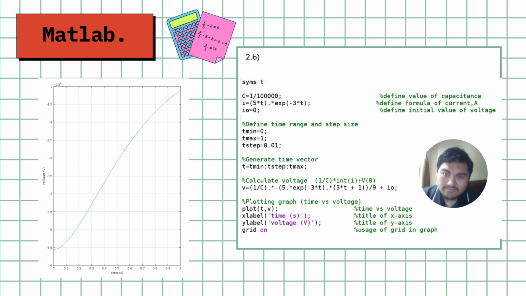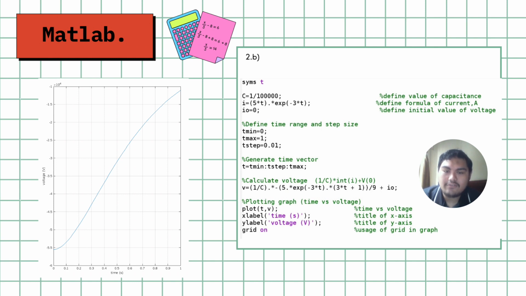t minimum equals 0, t maximum equals 1, and then t step equals 0.01. And then to generate the time vector, you use t equals t minimum, double dot, t step, double dot, t maximum. And then to calculate the voltage, you use the formula 1 over capacitance times int i, and then plus V times 0. V equals 1 over capacitance times negative 5 in bracket 5 exponent negative 3t times 3t plus 1. You close the bracket over 9 plus i naught.